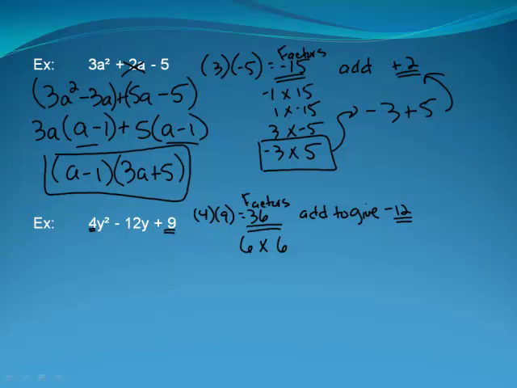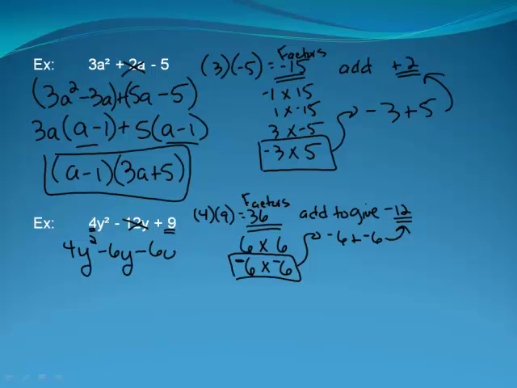Notice that since it's a positive 36, our factors would either have to both be positive or both be negative to get a positive 36 when we multiply. Also note that if you take those two and you add them, that does give you negative 12. So we've got negative 6 and negative 6 is going to be the combination we're going to use. We've got 4y squared minus 6y minus 6y, or you can write plus negative 6y for both of those if you like that better, plus 9.